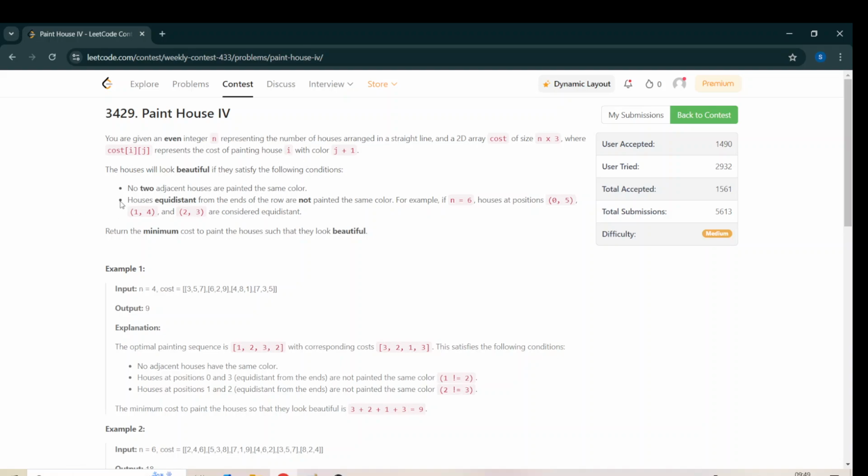Now we have also some constraints. No two adjacent houses are painted in the same color, and houses adjacent from the end of the row are not painted the same color. So let's say n equals 6 and we are using zero-based indexing, then the zeroth house and the fifth house cannot be of the same color. Similarly for 1 and 4, and 2 and 3. We have to return the minimum cost to paint the houses such that they look beautiful. I hope you get the point.